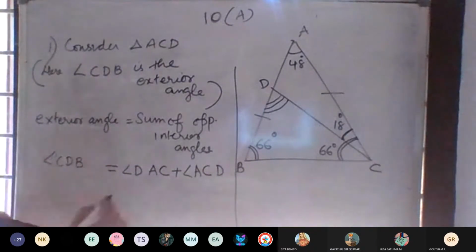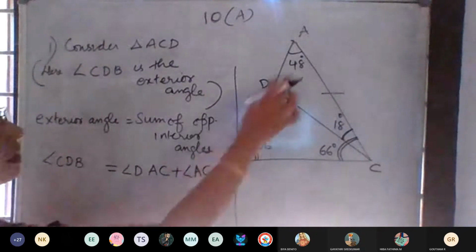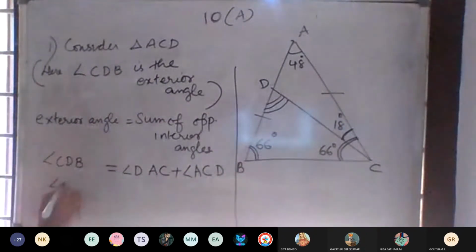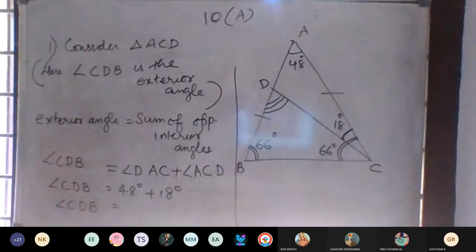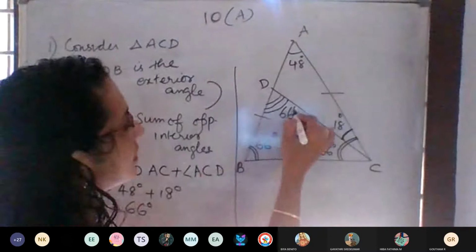Or for the exam, you can directly write 48 plus 18. Angle CDB is equal to 48 plus 18, which is 66. So we got angle CDB as 66 degree.